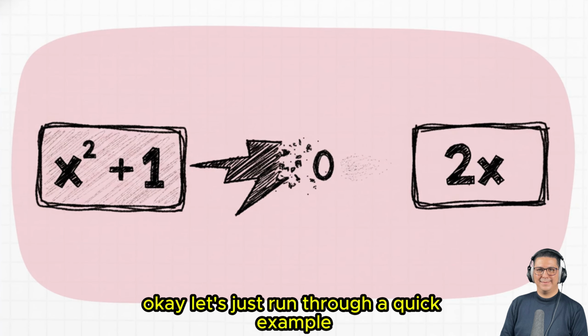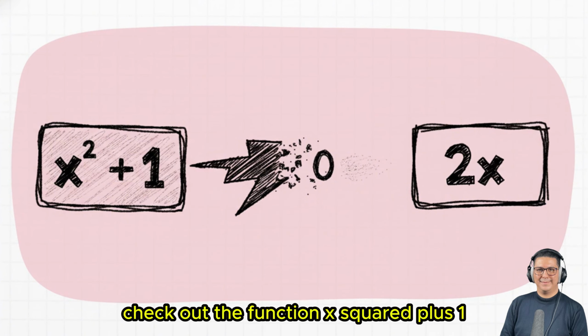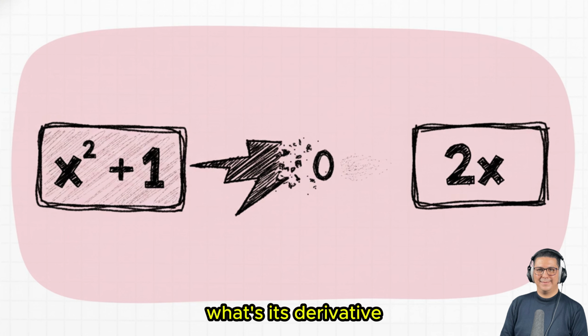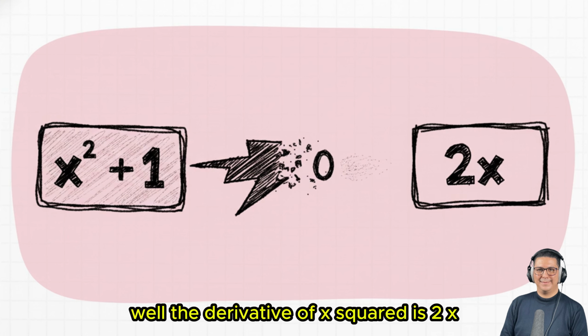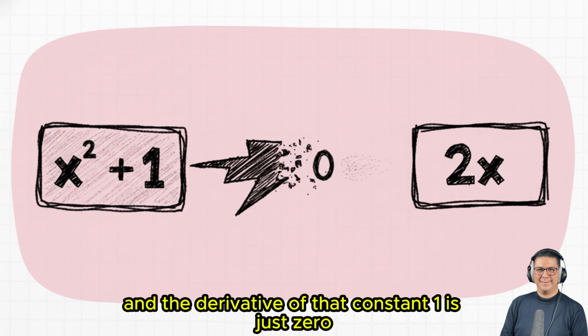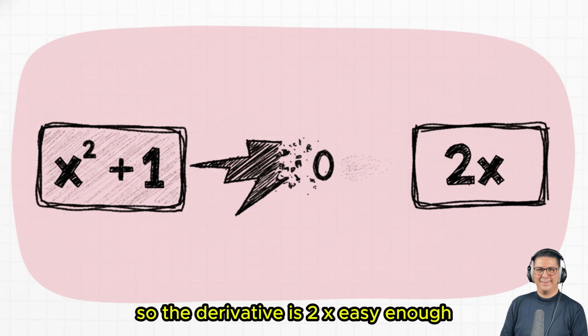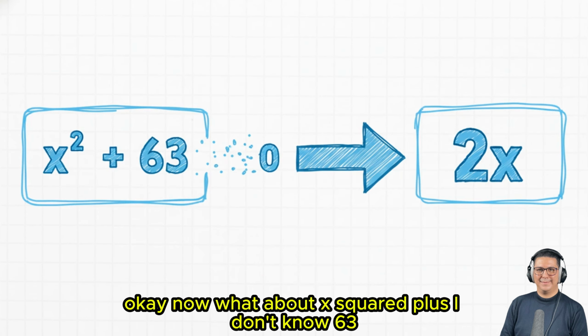Okay, let's just run through a quick example. Check out the function x squared plus 1. What's its derivative? Well, the derivative of x squared is 2x, and the derivative of that constant 1 is just 0. So the derivative is 2x. Easy enough? Okay, now what about x squared plus 63?